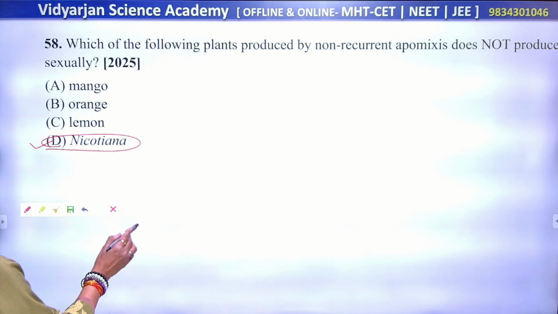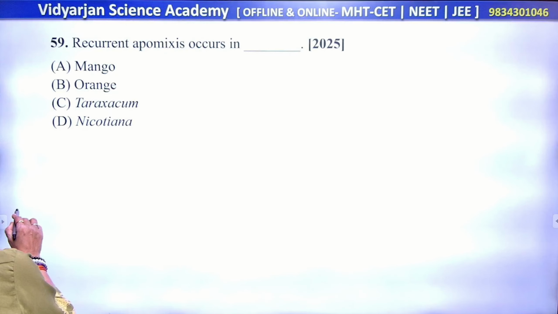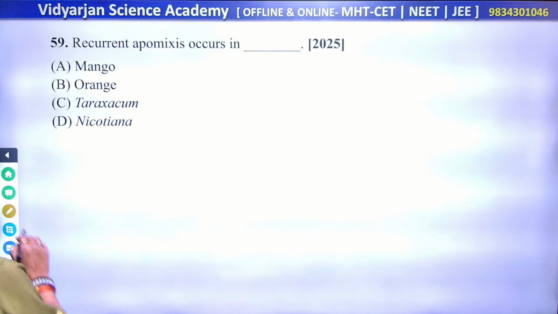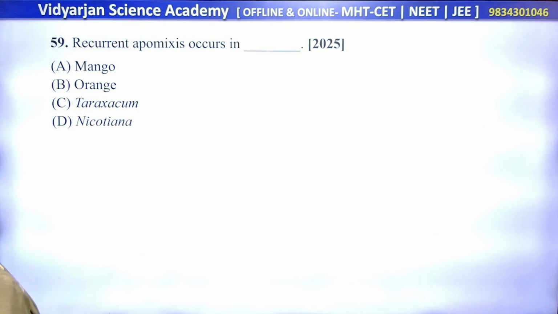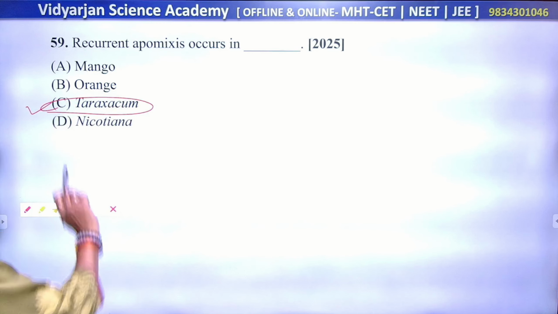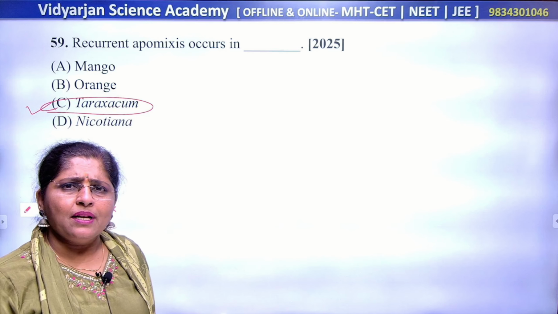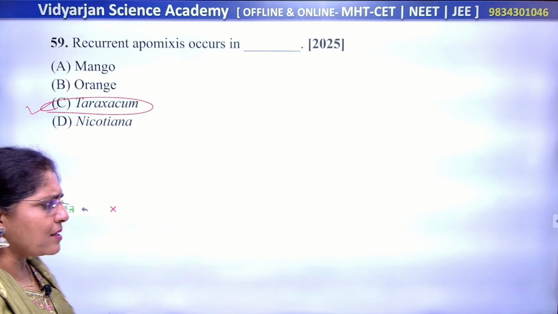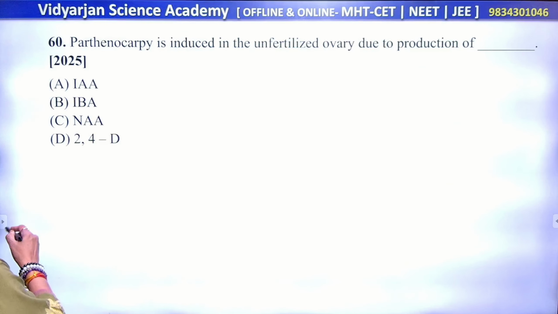Got it? Next, question number 59. Recurrent apomixis is in dash. Recurrent apomixis is given here in taxicum. Remember the example. Very, very simple. You just remember the example. That's it. Okay. Next.